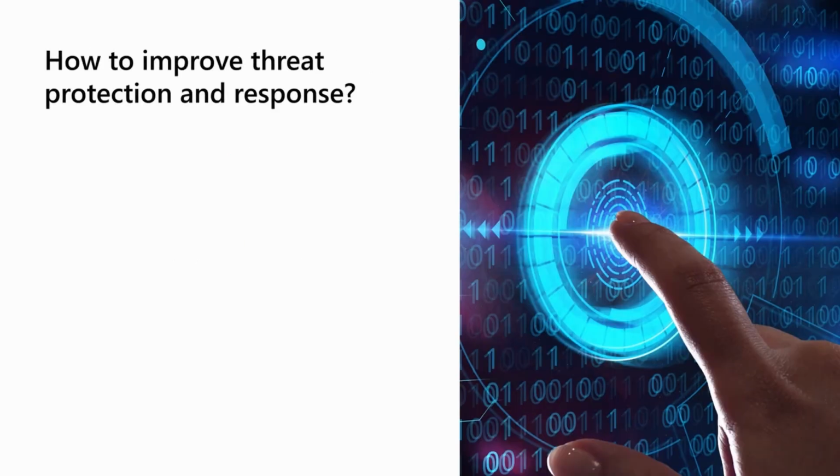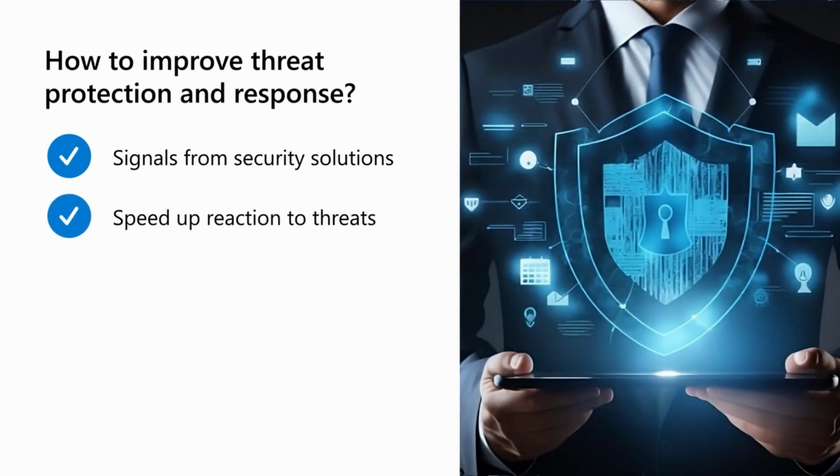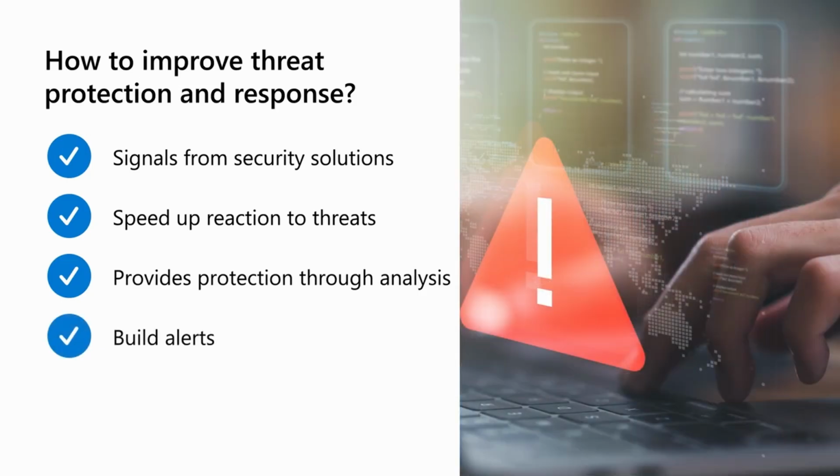Now, let us discuss how to correlate security alerts to improve threat protection and response. You can associate signals from other security solutions with a standard alert schema. It will enable a faster reaction to threats and asset protection by allowing security analysts to pivot and enrich alerts with asset and user information, enabling you to receive actionable alert details.